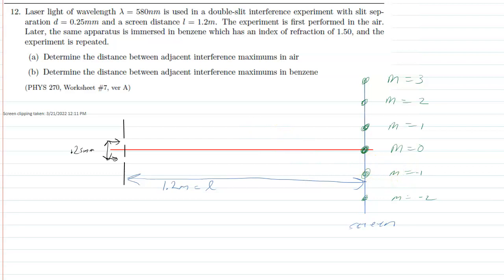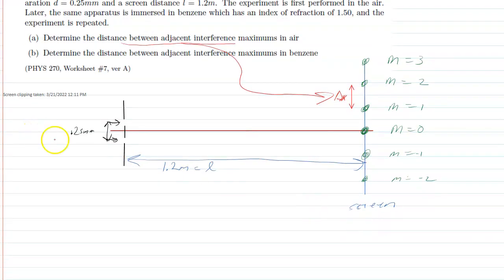And what they've asked us is the distance between the adjacent interference maximums. These are the interference maximums, and we want to come up with the distance between the adjacent ones. This is the distance that we're looking for. I'm going to call that delta x. Okay, so let us assume right now that we're going to do this with air, which of course has an index of refraction of 1.